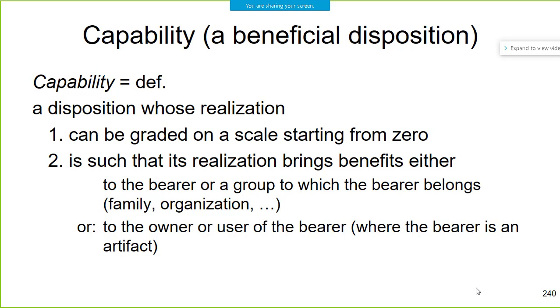So the reason why my car's ability to drive through snow, sorry, let me get this right. My car has a disposition to grip snow so that it drives even in snowy weather. That's a capability because it brings benefits, not to the car, but to me, or to anyone driving the car. And it's a disposition which can be graded on a scale. So some cars do it better than others. And that means that that particular disposition is a capability.